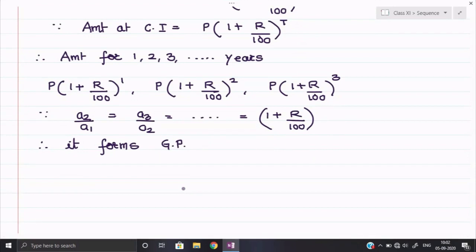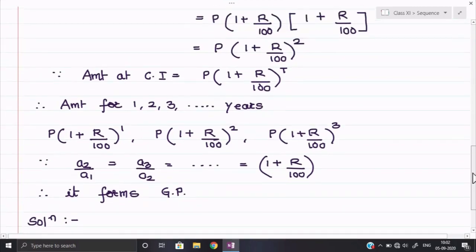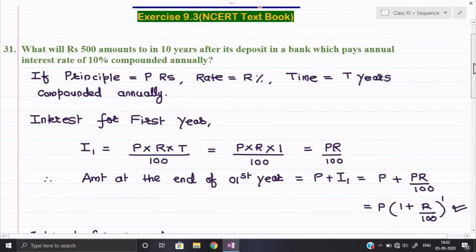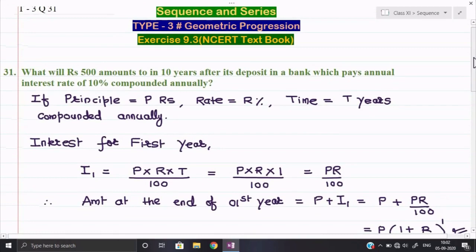Now see in the question, from here we can write down a proper solution. In the examination you need to write from here only, that the amount calculated at compound interest will be forming a GP. So here you see what they are saying to us. How much principal is given to us? 500 rupees. Time is given 10 years, and rate is also given as 10%.